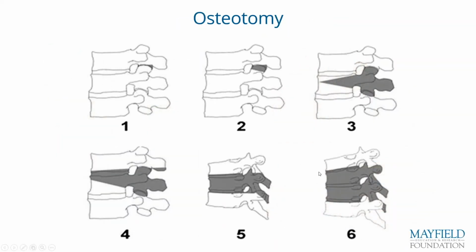The next technique we utilize is called an osteotomy. An osteotomy just means a cut in the bone or a removal of a piece of bone. And we have different osteotomies. We grade them. We call them 1, 2, 3, 4, 5, 6. Easy enough. And this is different degrees of bone removal. So we can take out a facet joint here.